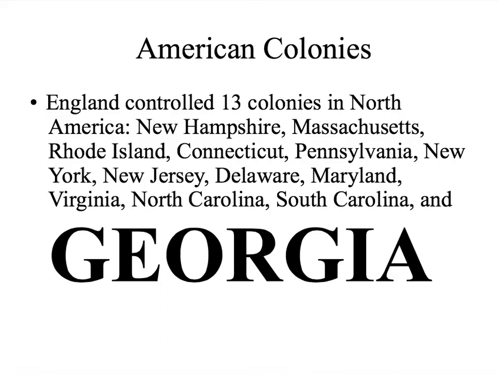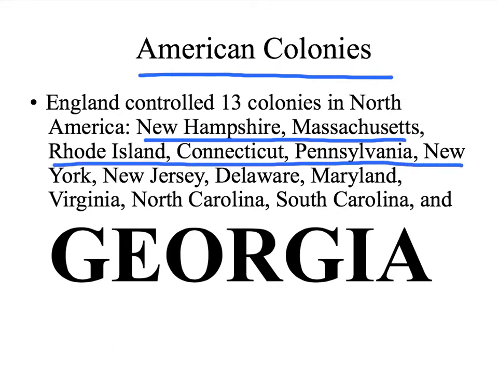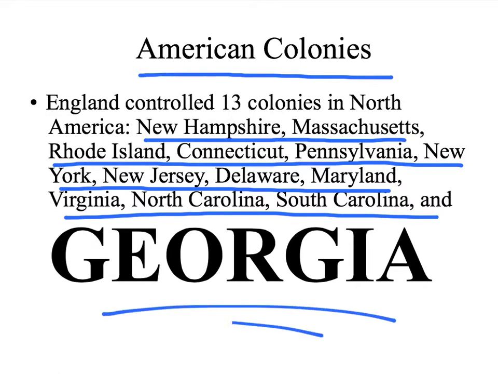Okay guys, tonight we're going to look at how the Enlightenment helped to cause the American Revolution. Before the United States was the United States of America, there were 13 American colonies that the British owned and controlled. These were New Hampshire, Massachusetts, Rhode Island, Connecticut, Pennsylvania, New York, New Jersey, Delaware, Maryland, Virginia, North Carolina, South Carolina, and Georgia.